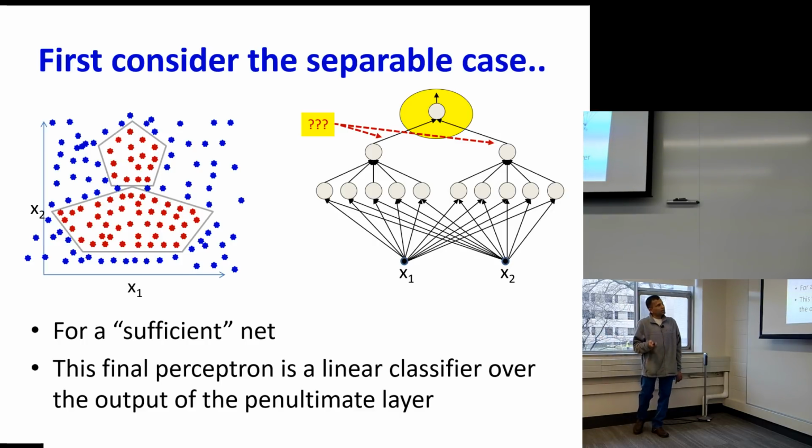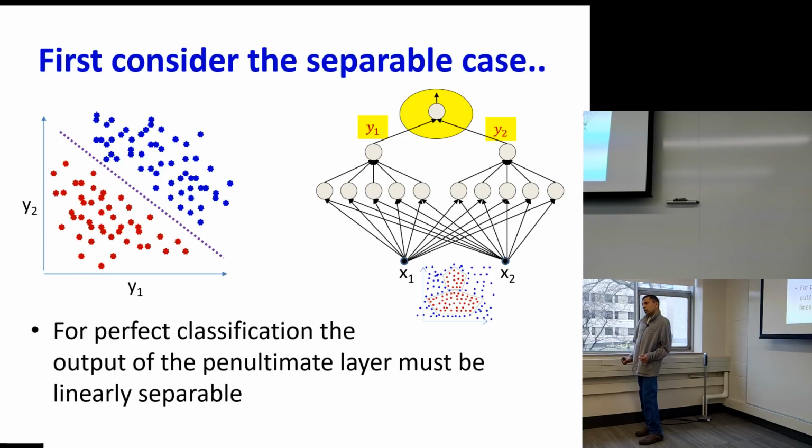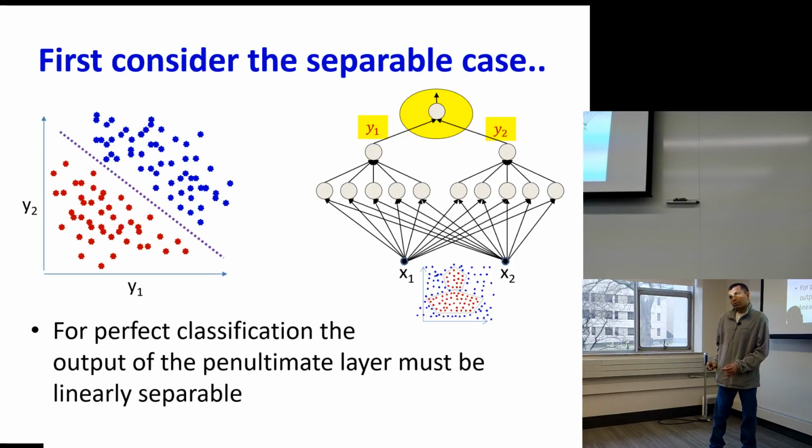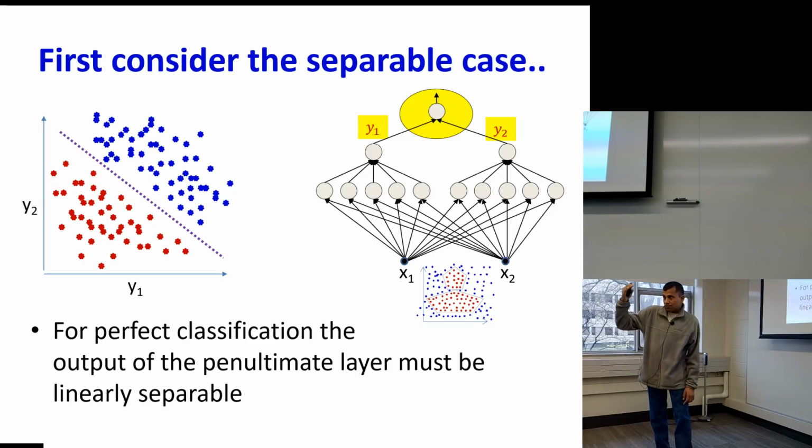In other words, if I look at what the outputs of those two neurons are going to be just before the final output, and I plot a scatter of the input after it has been passed through the network, so the input has now become two values, y1 and y2, then if this network is doing a perfect job of separating the blues from the reds, the blues and the reds can be separated by a hyperplane or a line at that layer. So at the output of the penultimate layer, the layer just before the output layer, the classes must be linearly separable.